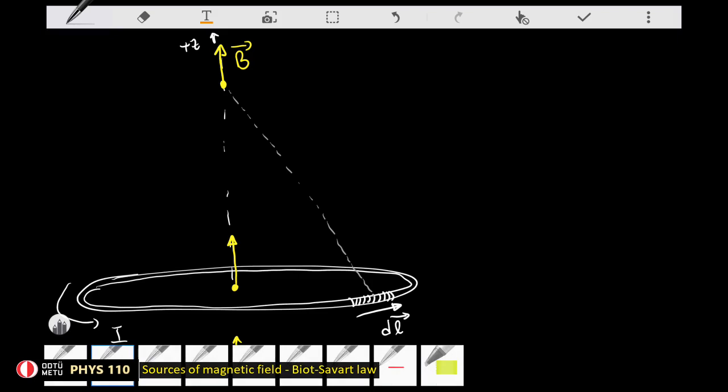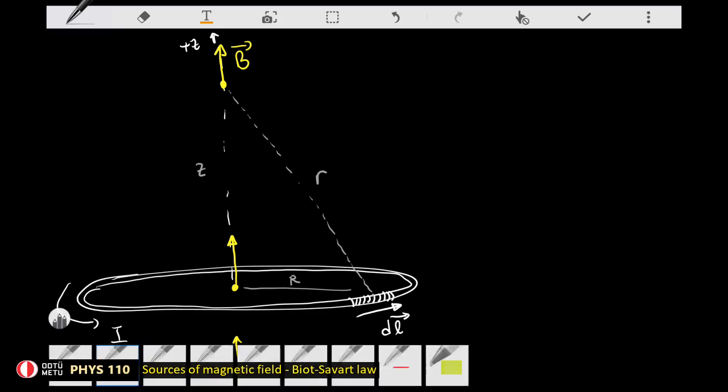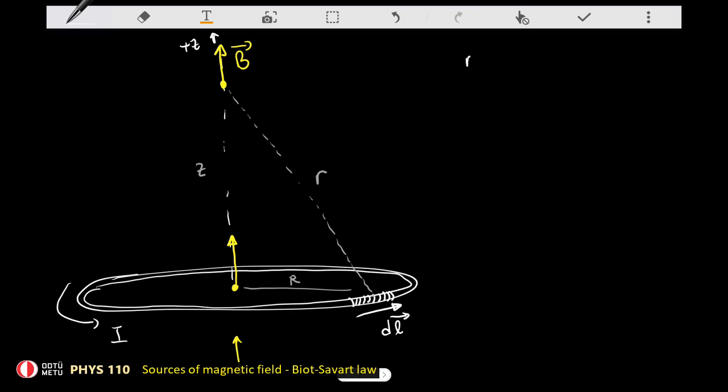So I'm going to call that distance little r. Let's remember that the radius is capital R, and the distance between the center and the point in question is z. So therefore, by the Pythagorean theorem, r is equal to the square root of z squared plus R squared. Let's immediately note that that distance does not depend on where you choose the segment. So that's just a constant, right? It's a constant that is expressed in terms of these given quantities. So it's independent of where I choose the segment, right?